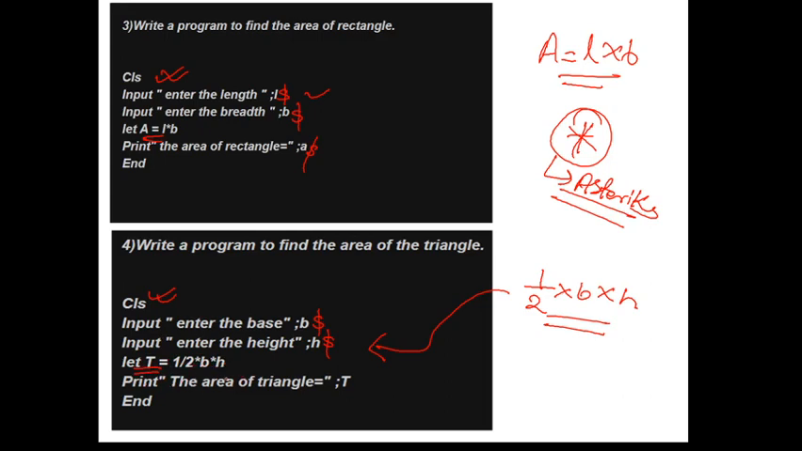So print the area of the triangle. Once we have set the formula, now the output message. Print the area of a triangle equals to, in double quote. Why double quote again, children? Double quote because it is a string. Because we are storing the data in the form of characters, again we have to write T dollar. What? T dollar.